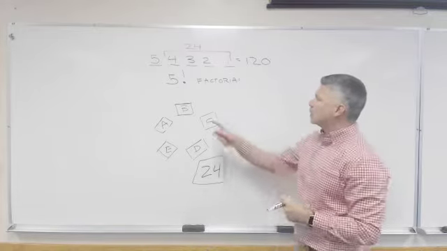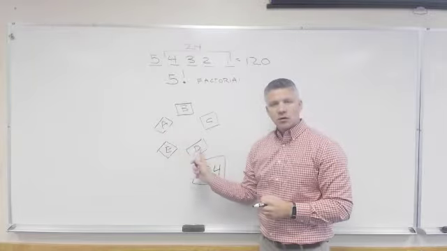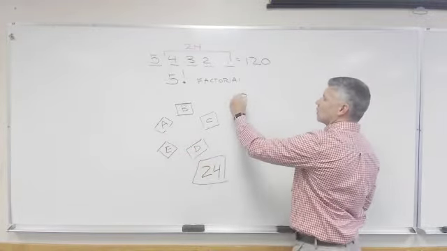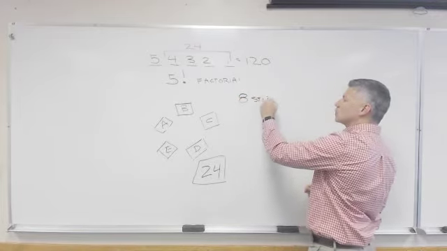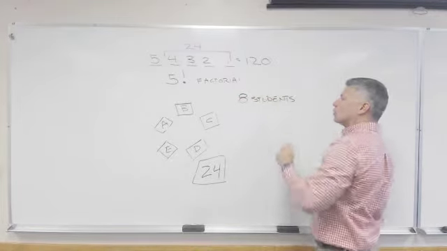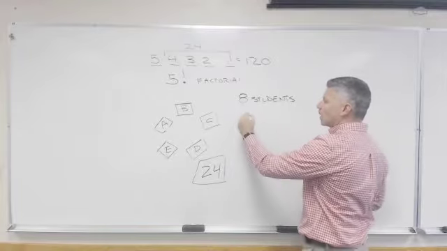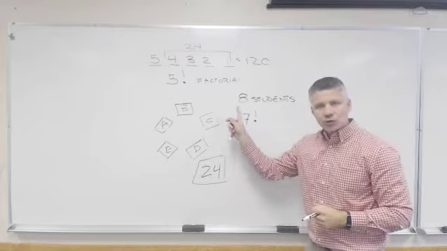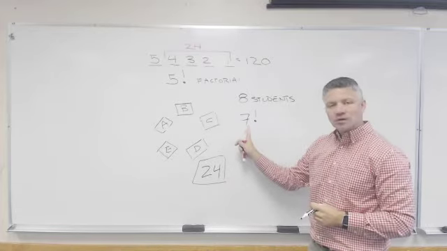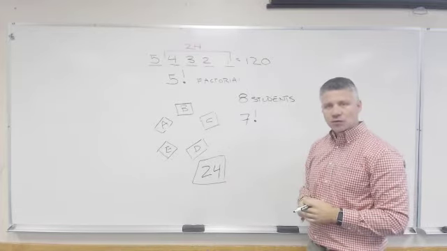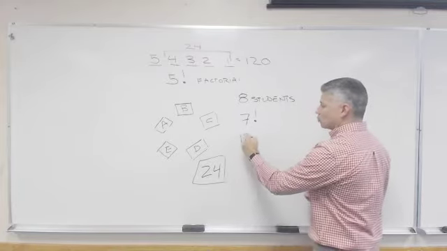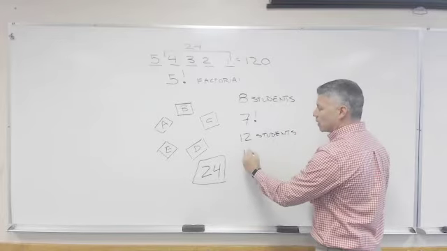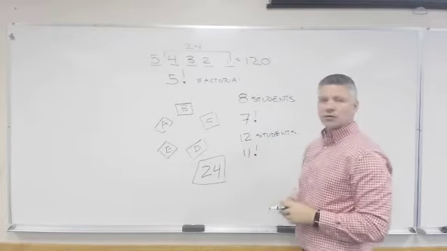Anytime we want to find the number of ways a certain number of things can be placed in a circle, let's say 8, how many ways can 8 students sit in a circle? We just subtract 1 from the 8 and do the factorial. 8 students can sit in a circle 7 factorial ways. If we had 12 students, they sit in a circle 11 factorial ways.